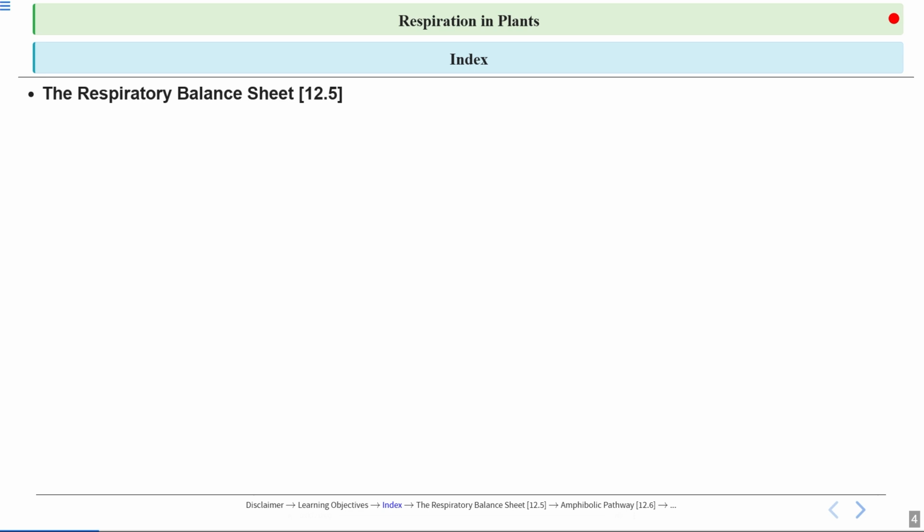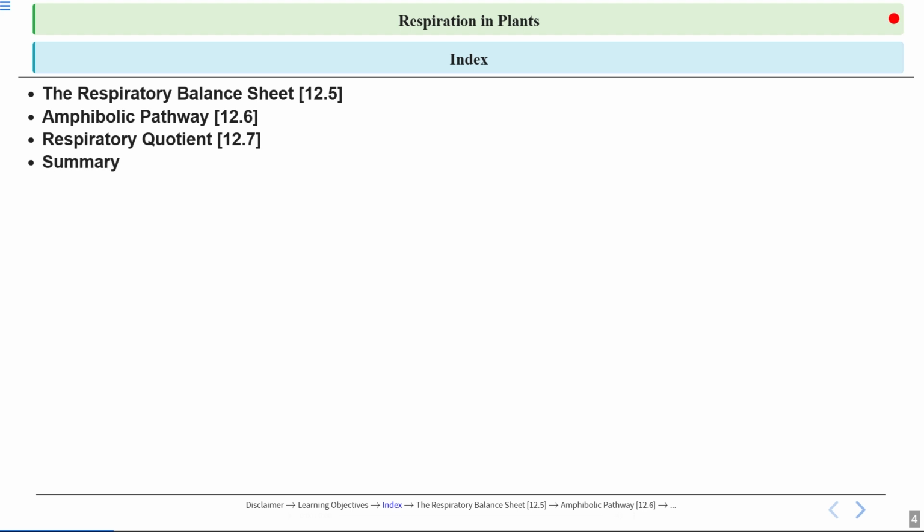Now let's look at our index. We will study the respiratory balance sheet, which is NCERT section 12.5. Then we will move to the amphibolic pathway, which is NCERT section 12.6. Then we will discuss the respiratory quotient, which is NCERT section 12.7.